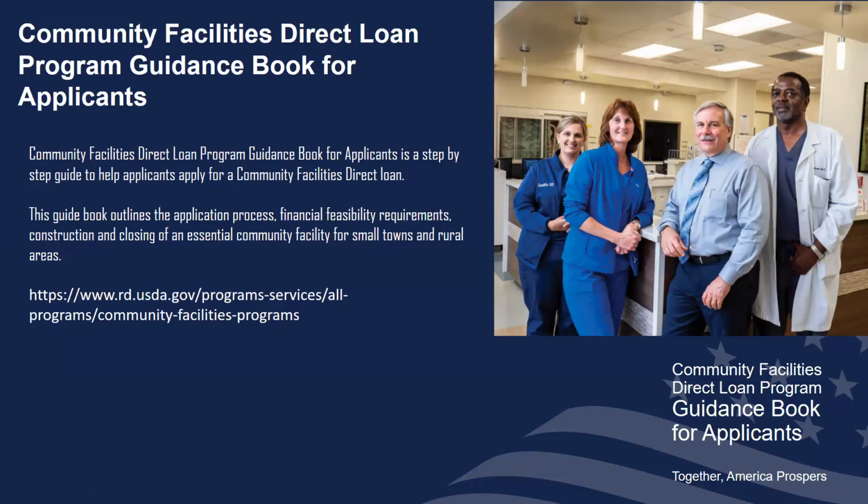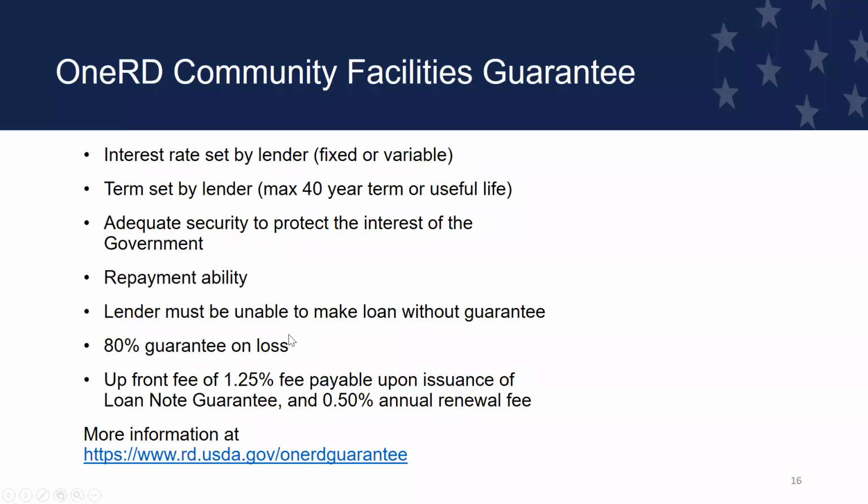The great thing we have as a resource, it's out on our website, is the Community Facilities Direct Loan Guidance Book for applicants. It walks through step by step the whole process for applying for a community facilities direct loan, which is also very similar to the community facilities grant and community facilities guaranteed loan. There are different tweaks to each program, but this direct loan guidance book could give you an idea of the information that you need to gather and helps you gather, I think, correct expectations as you begin to work with us. Next slide, please.